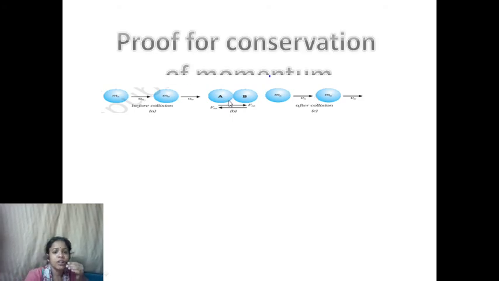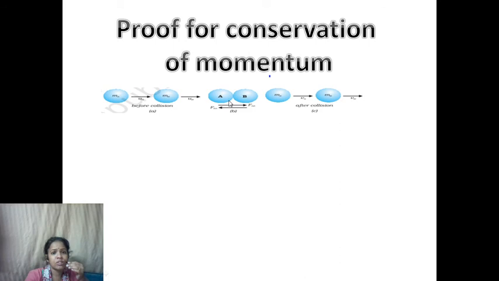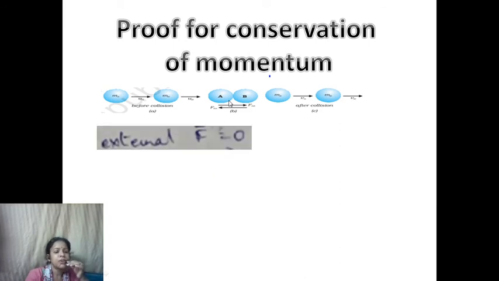Now see, if you have two objects, a similar case, A and B, moving with uA and uB, collide with each other and then they separate with different velocities vA and vB respectively. So there will be a force acting between them at the time of collision, equal and opposite forces. Now we are going to prove conservation of momentum. Here there is no external force. There was force interaction between A and B, but no external force on it. So external force is 0.